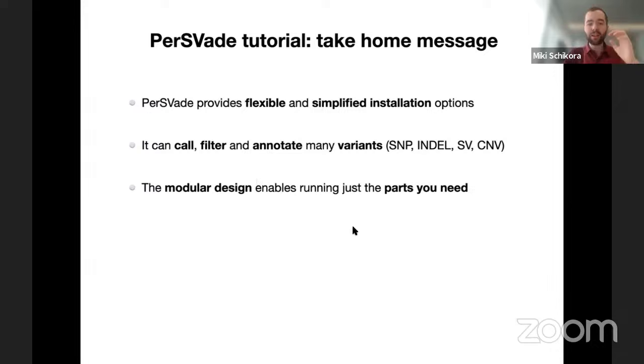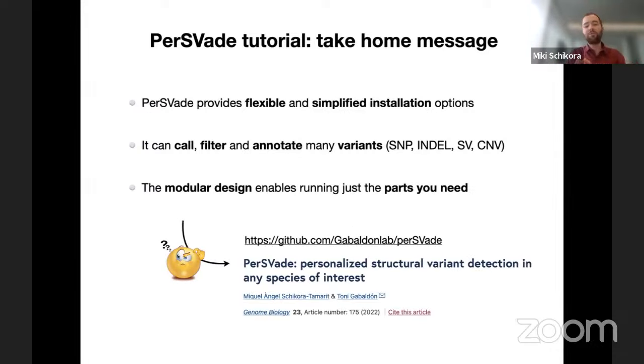And we have designed it with this modular structure that enables running only the parts you need. For example, you may only want to run SNP calling or annotation or repeats, and you can do this fairly easily. And again, if you want to know more, I really encourage you to check out our GitHub and our paper, where you will be able to refresh everything I've been saying today and also find more information.